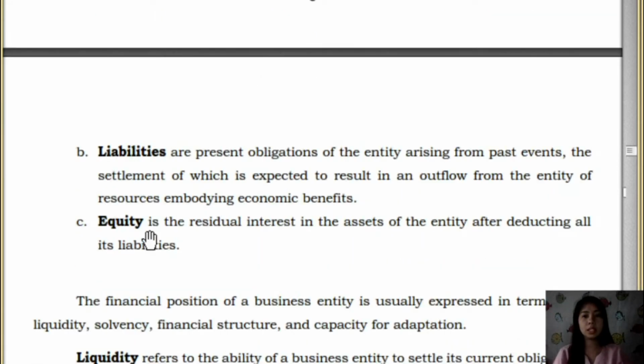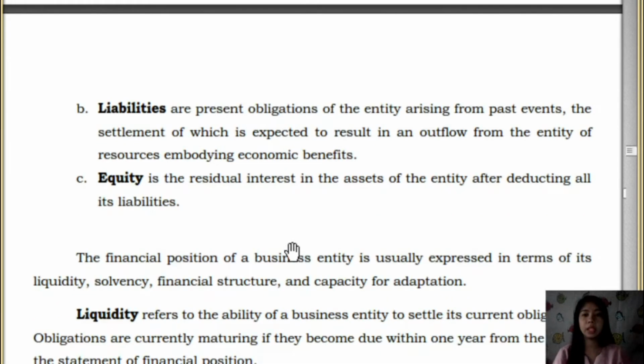The liabilities, obligations of the entity arising from past events. So, yung mga na-incur nating liabilities or in Tagalog, pagkakautang from previous years or past events daw po. And then we have the equity. Residual interest in the assets of the entity after deducting all liabilities. Ilan yung matitira kapag binawasan ng liabilities si asset. Okay?